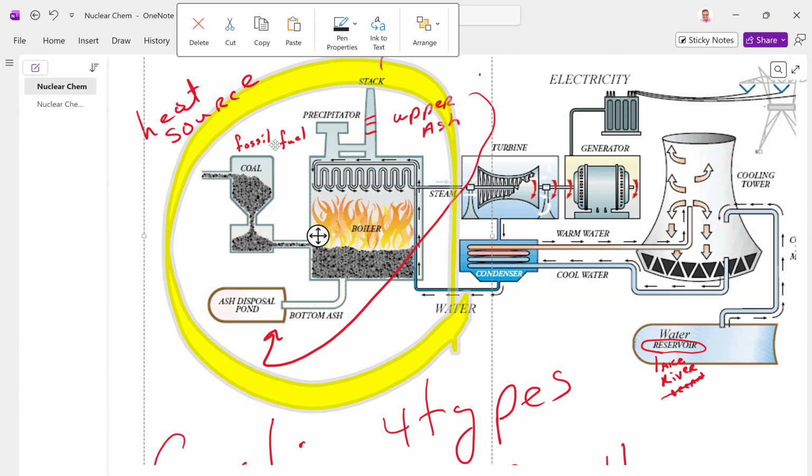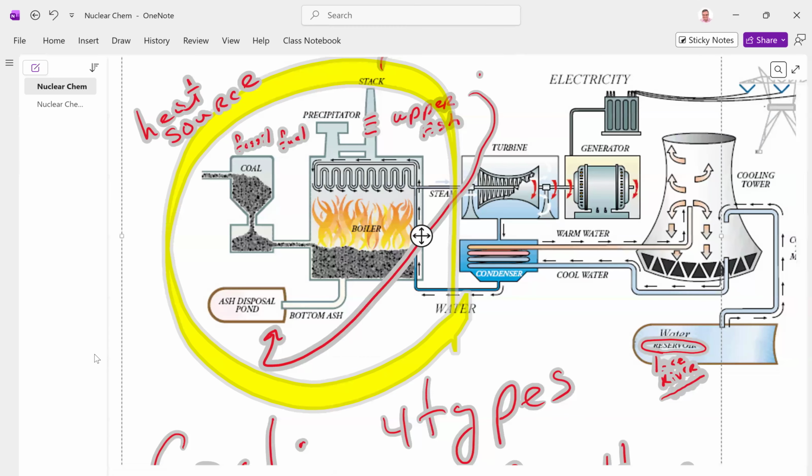Also, you've got burning ash, and ash is lightweight in mass, so it easily becomes smoke. They've got something called a scrubber that pulls out the upper ash and deposits it in the disposal pond as well.